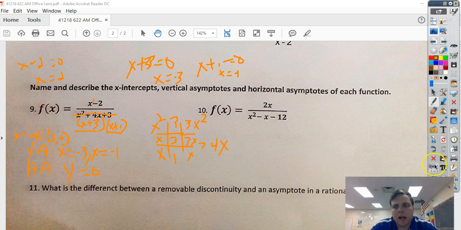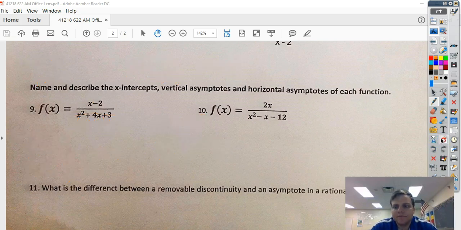Alright? Number 10. Same question, just a different problem. First off, the horizontal asymptote is pretty easy. The degree on the top is 1, the degree on the bottom is 2. So it's bottom heavy, so once again it's y equals 0.